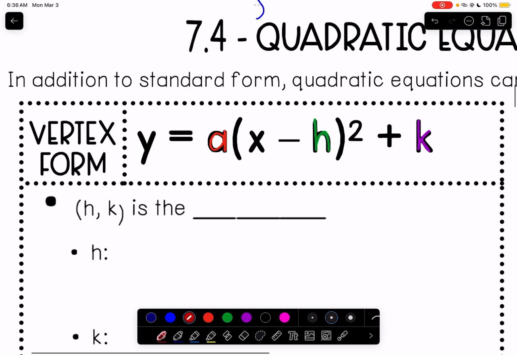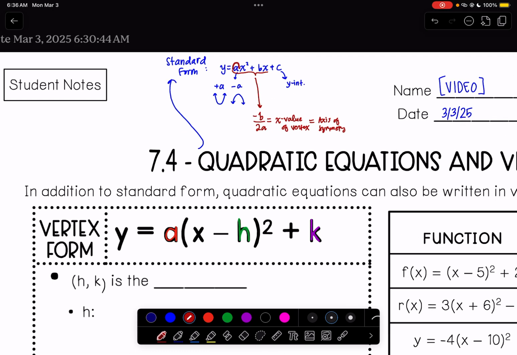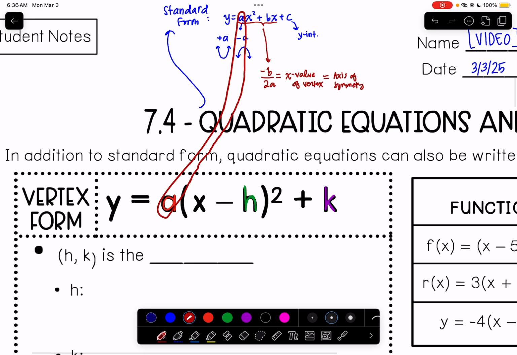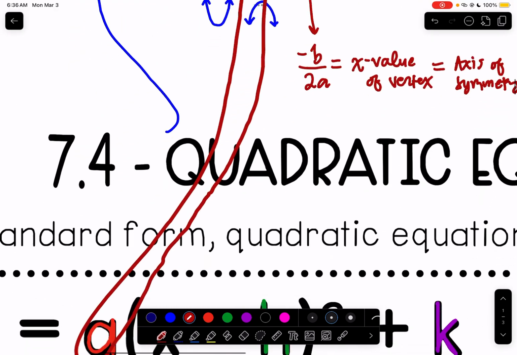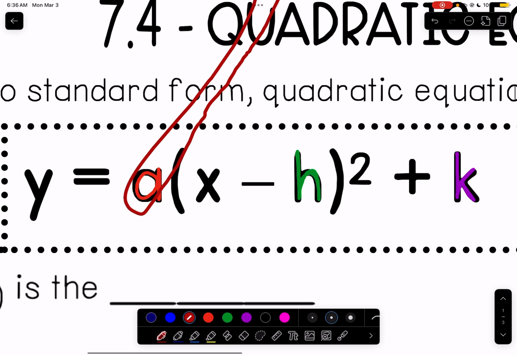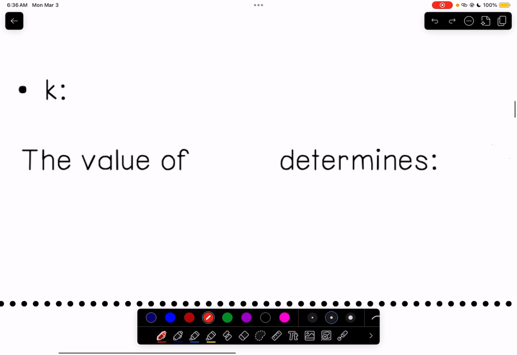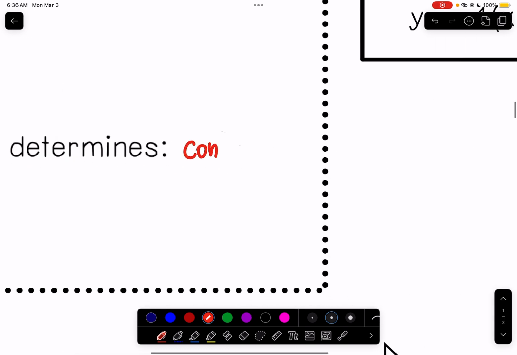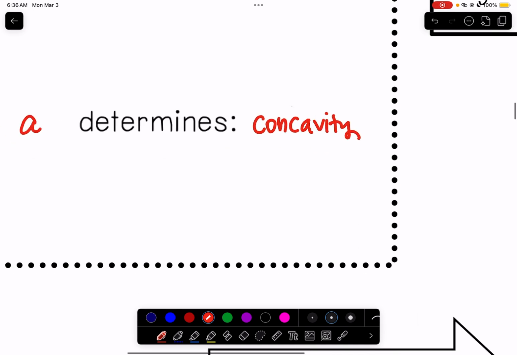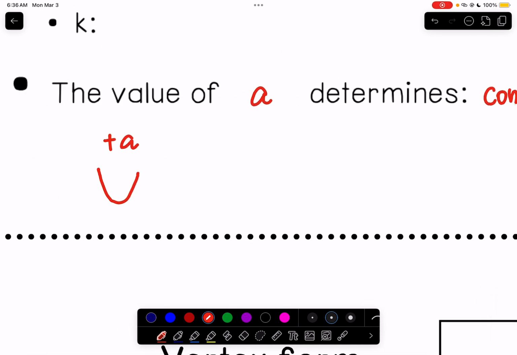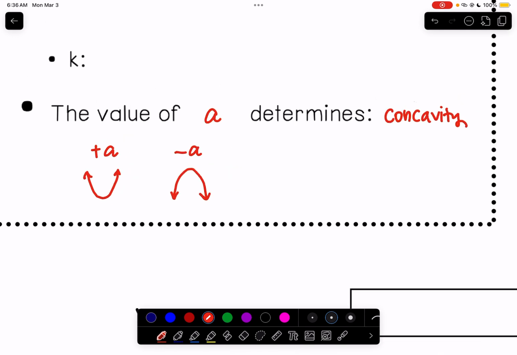So you might notice that the only one that is in common between vertex form and standard form is a. And that's because whatever the a is in standard form will also be the a value in vertex form. That's why we give them the same variable. So that's really nice because we know for sure that the value of a still determines concavity. If a is positive, we're concave up still. If a is negative, we're concave down. So the a is the same.